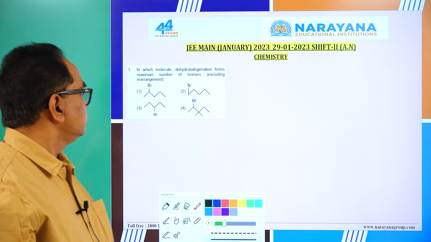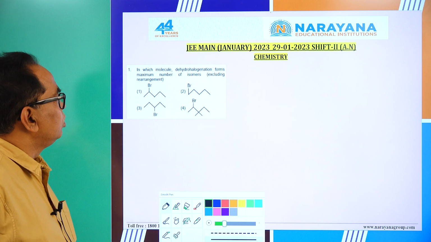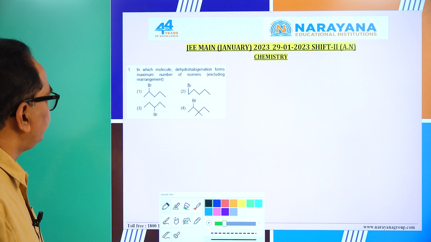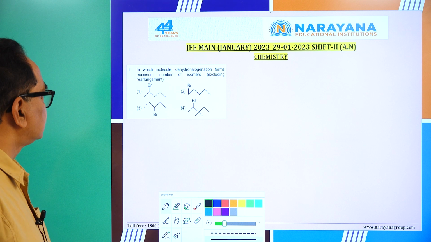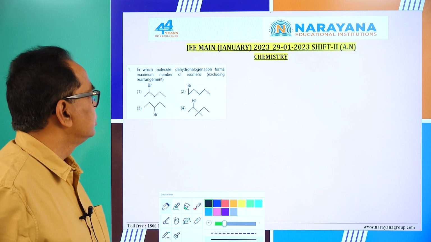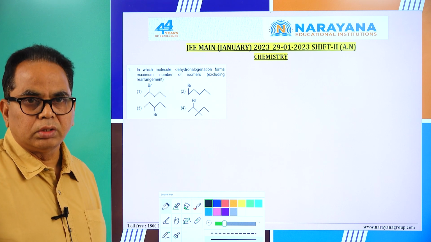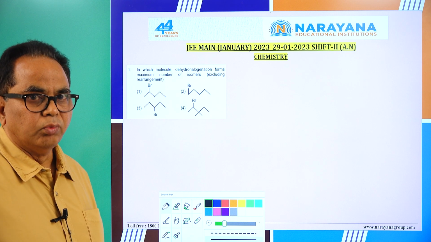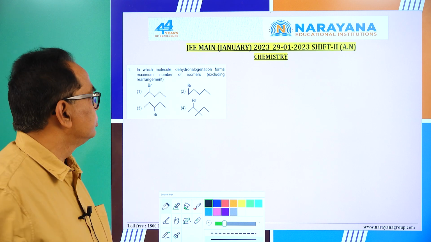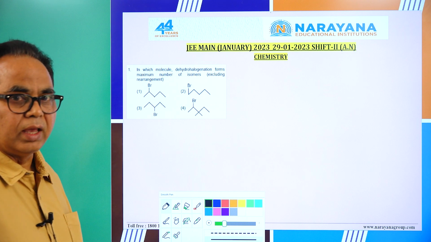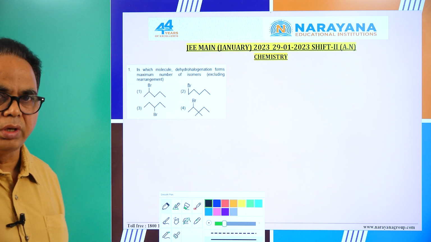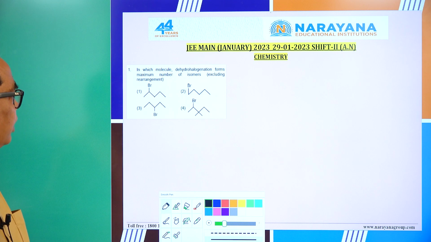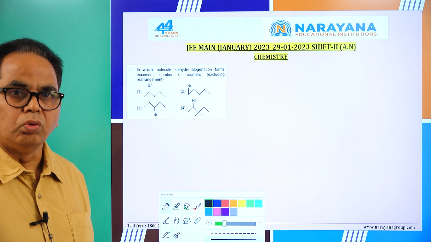See the first question. In which molecule does dehydrohalogenation form the maximum number of isomers, excluding rearrangement? Dehydrohalogenation means removal of hydrogen halide. It is an elimination reaction, a beta elimination reaction, and for that purpose you need to know the beta hydrogen.